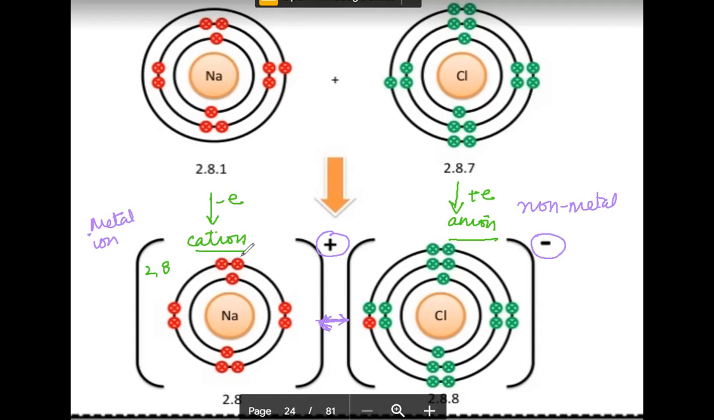This force of attraction between the oppositely charged ions is basically known as ionic bonding. As I told you, bonding is nothing but the force of attraction. So here the two different types of ions are there, and the force of attraction between them will be known as ionic bonding. So let's define what is ionic bonding. Ionic bonding is basically an electrostatic force of attraction between a cation and anion. Okay, so this force of attraction is known as ionic bonding.